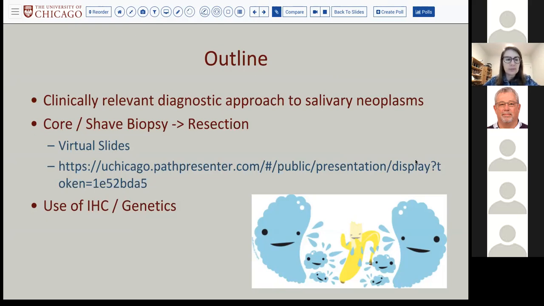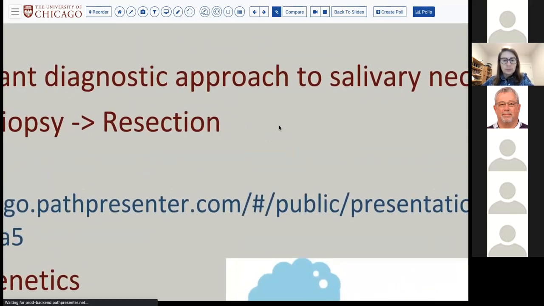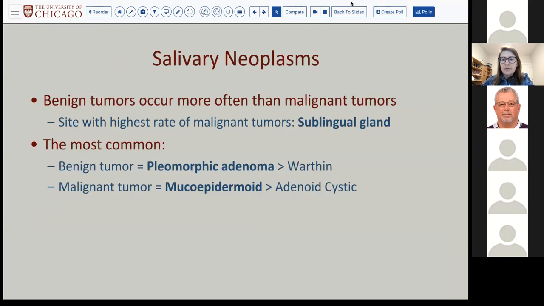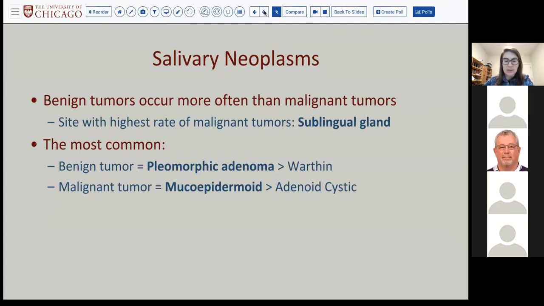So we're going to go over a clinically relevant approach to salivary neoplasms, starting usually with a core or a shave biopsy, followed up by a resection and occasionally with genetics and immunostains, certainly. Just as a very broad strokes overview, salivary neoplasms, of course, more often than not are benign, right? Pleomorphic adenoma, of course, being the most common benign tumor, the most common malignant being mucoepidermoid carcinoma. And then interestingly, the site with the highest rate of malignancies is actually the sublingual gland. But mostly in this course today, we're going to be dealing with parotid, a little bit with palate as well.